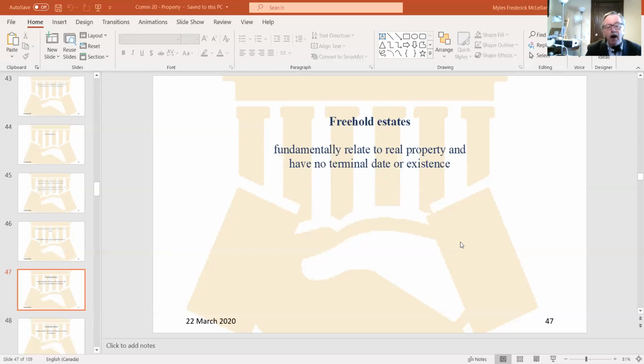But even when you die, the ownership interest is still available to you through your estate to whomever you leave it to as a function of a will, or if you don't have a will, however it is to be transferred according to what's referred to as the Succession Law Reform Act, for those people who don't have wills. But that's beyond this lecture. Freehold estates are real estate.